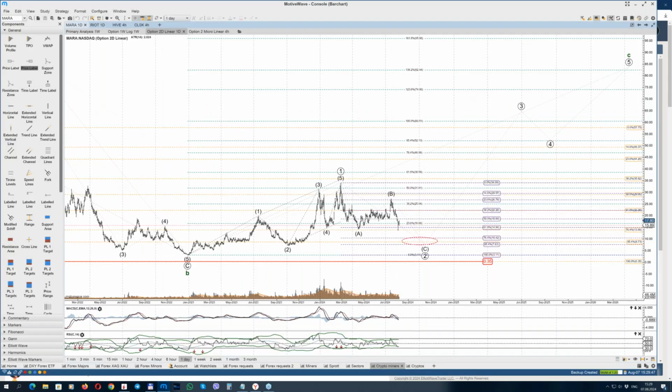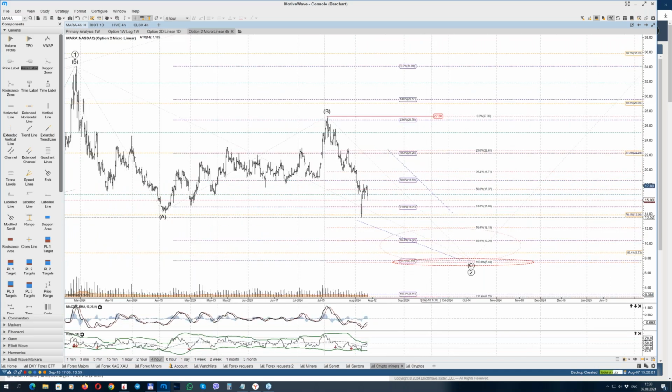Option 2D is my primary, and this count supposes extension towards 1042, 763. 763, the bottom region of this target zone, is my primary expectation. The count and possible target projection were presented earlier and remain fully intact.